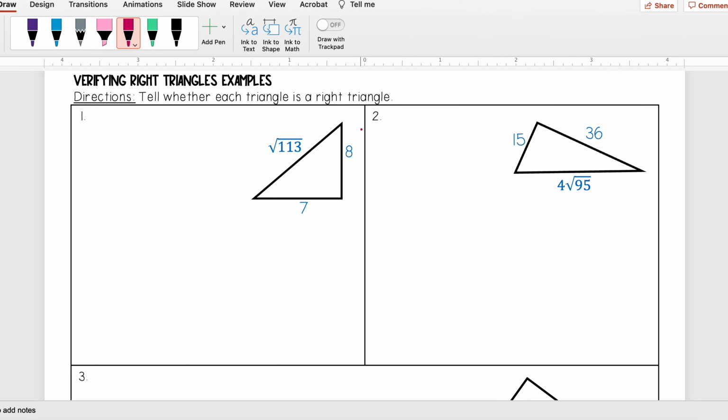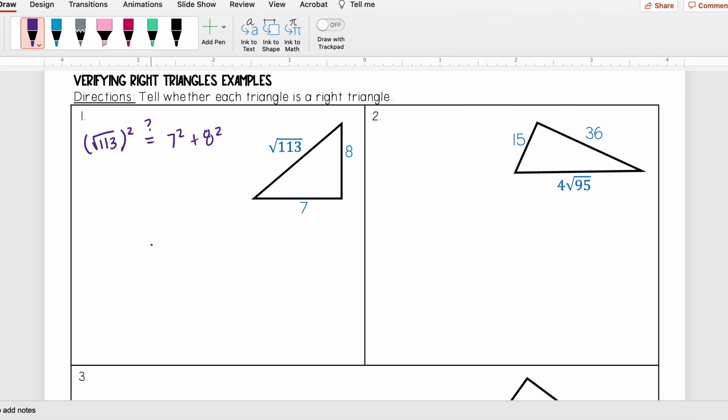And so here I see I have a triangle with side lengths 7, 8, and the square root of 113. And so I'm going to take my longest side, which here is going to be the square root of 113. If you're not sure, you can go ahead and put that in your calculator and it'll give you a decimal answer, and you'll see that it is bigger than 7 and 8. So I'm going to take my longest side, the square root of 113, and see whether that equals 7 squared plus 8 squared.